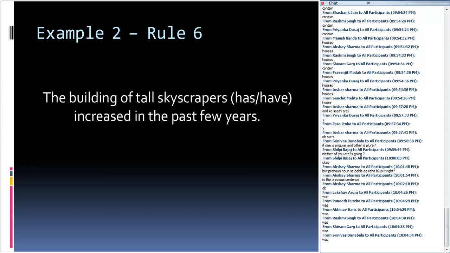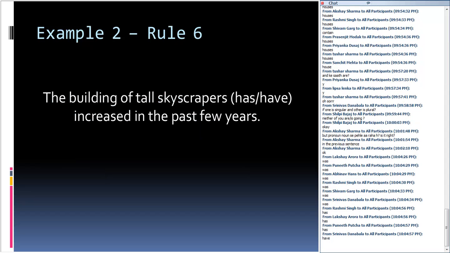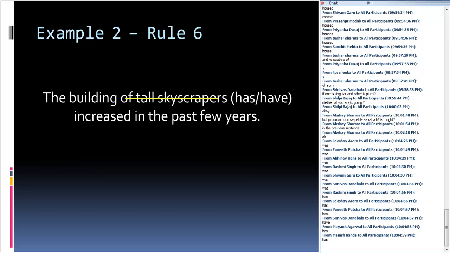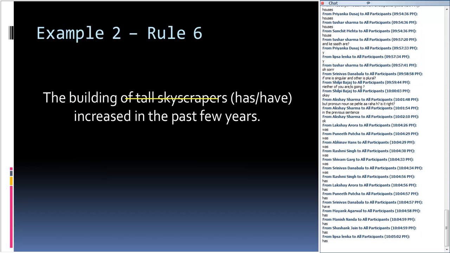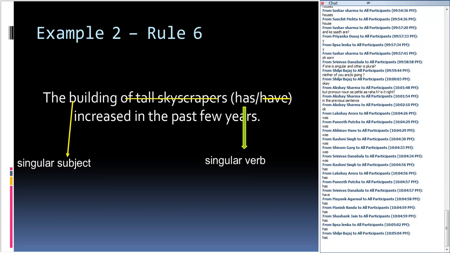Okay. The building of tall skyscrapers has or have increased in the past few years. Has. Why? Because the building is of tall skyscrapers, that is immaterial, extra information, modifiers. So you know that you're actually talking about the building, which is singular. So you need a singular verb, has.